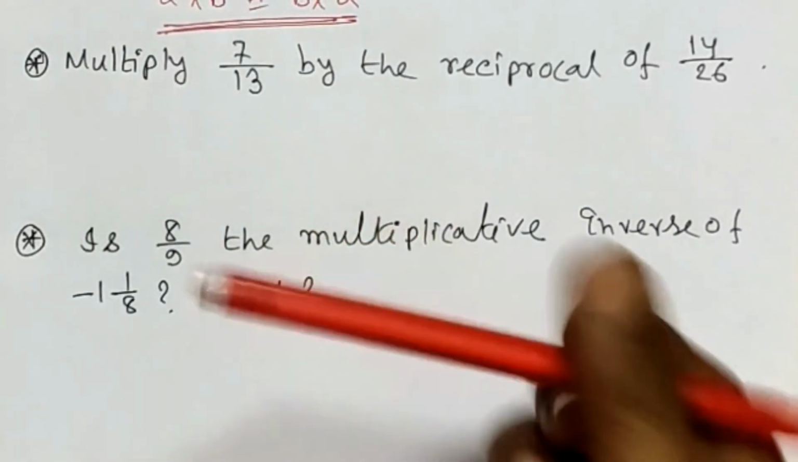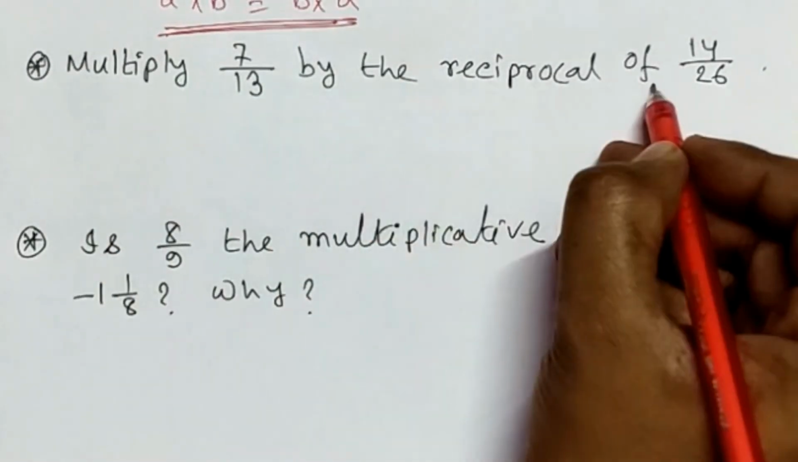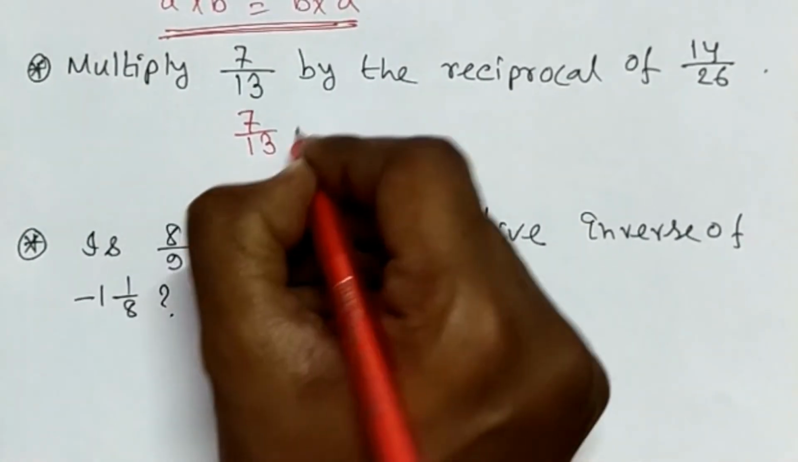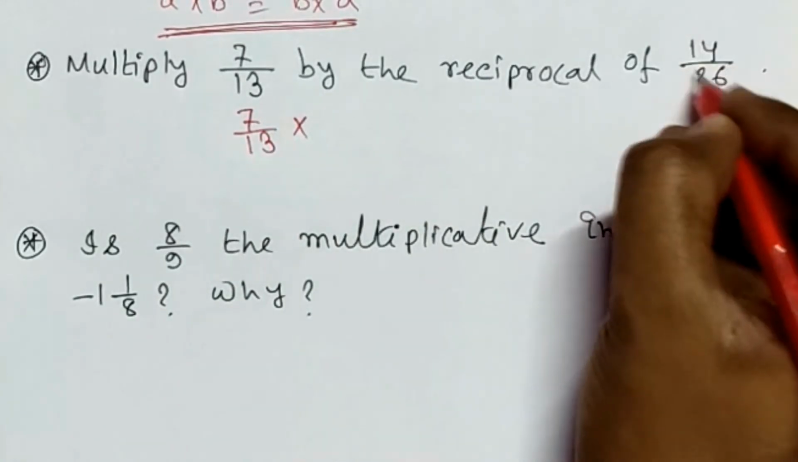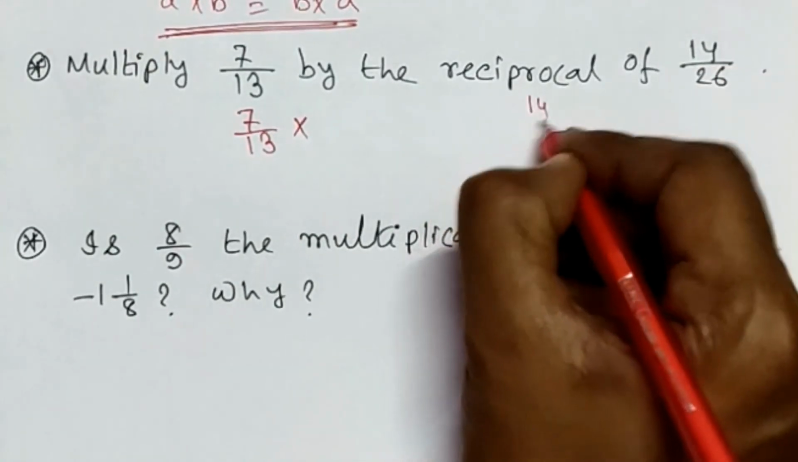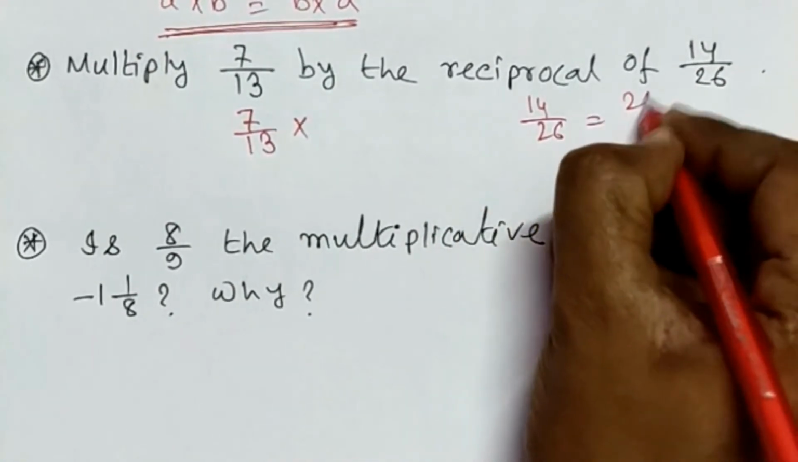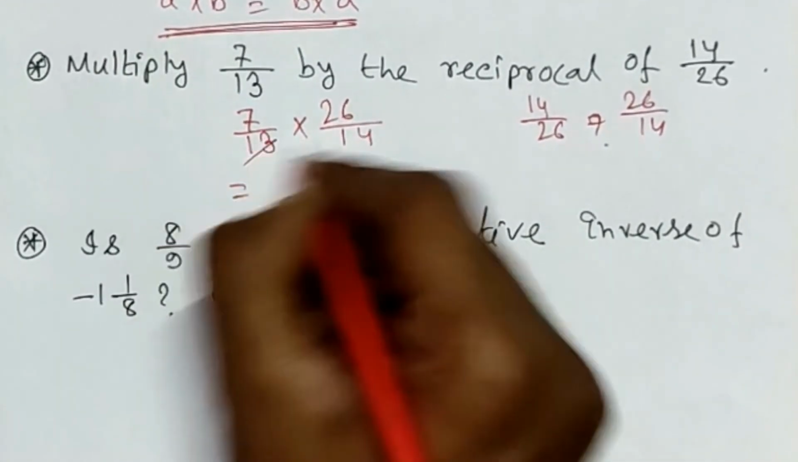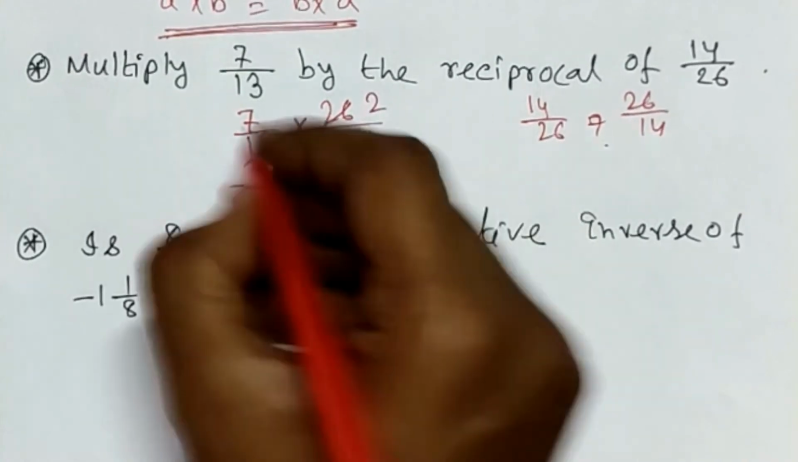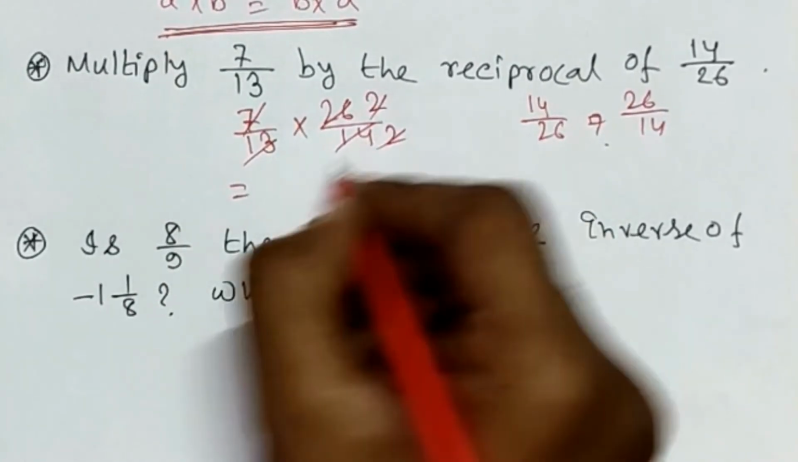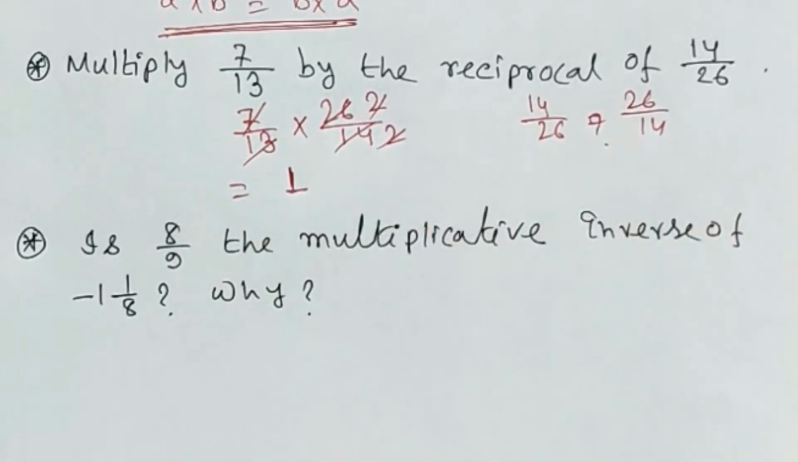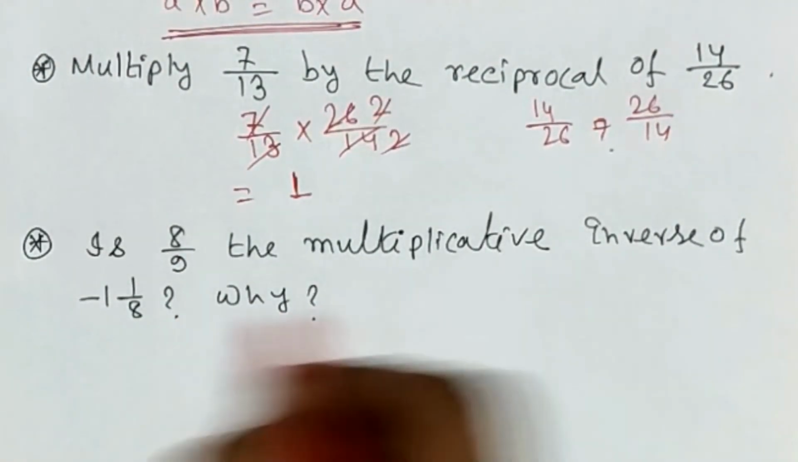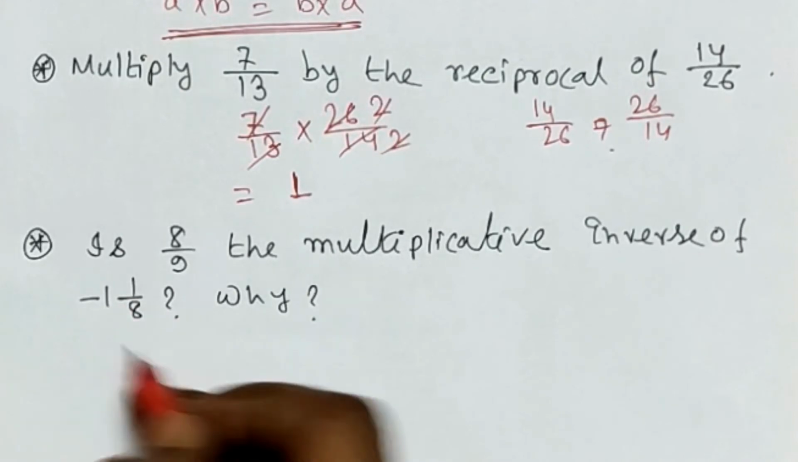Next, multiply 7 by 13 by the reciprocal of 14 by 26. So we have to multiply 7 by 13 into the reciprocal of 14 by 26, which is 26 by 14, right? So this is equal to 13 to the 26, 7 to the 14, 2 to cancel out 1. Very simple problem.